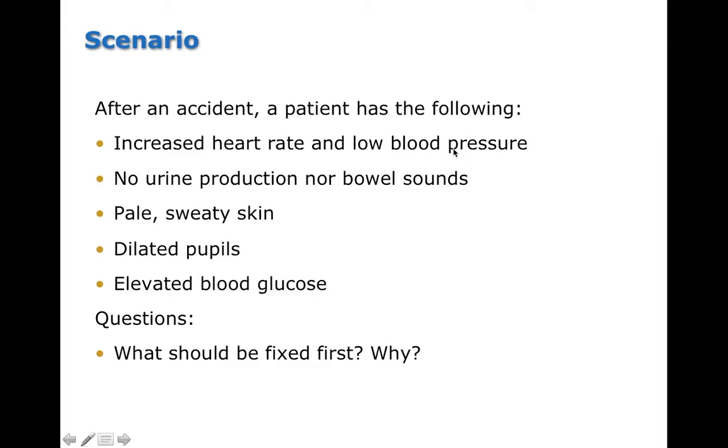So maintaining normal blood pressure would be the thing that would need to be fixed first, and then followed by other things that are more vital for your long-term survival, like producing urine and digesting.